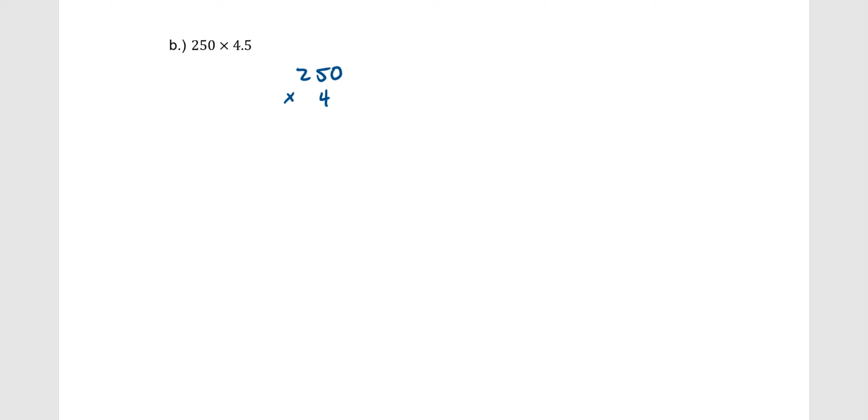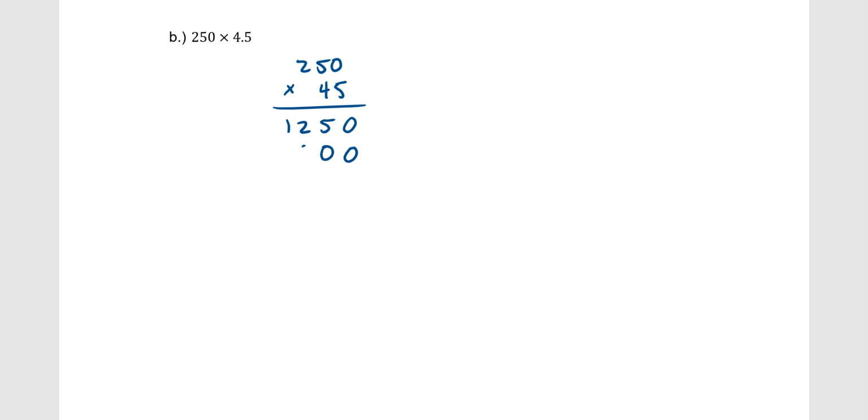250 times 45. So multiplying that 5 throughout, 5 times 0 is 0, 5 times 5 is 25, put the 5 down, carry the 2. 5 times 2 is 10, plus the 2 is 12. Okay, so we're done with the first one. Now we have to multiply that 4. 4 times 0, so once again, this is the tens place value, so we have to put a 0 for the ones place value.